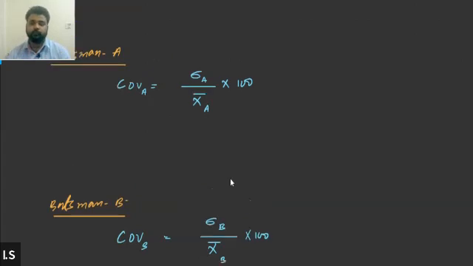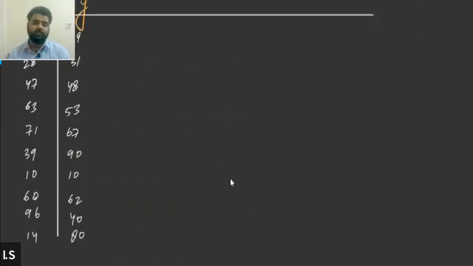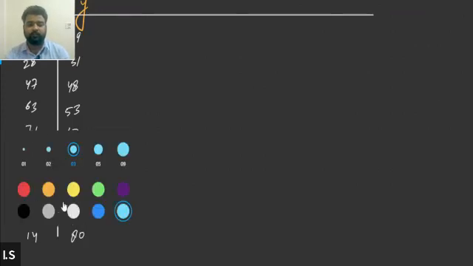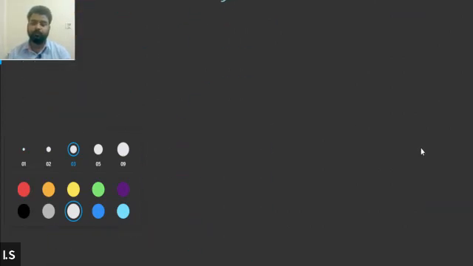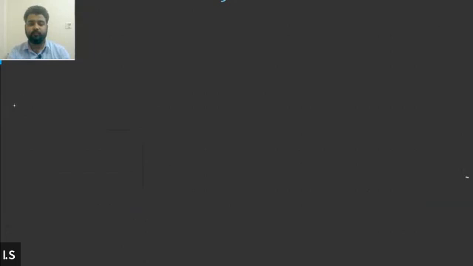Okay. So first of all, let's talk about only A. In this question, the first requirement is to calculate the standard deviation, right? Unless and until you find out the standard deviation, you won't be able to find out the coefficient of variation. So in order to find out the standard deviation, we will be preparing a working note.